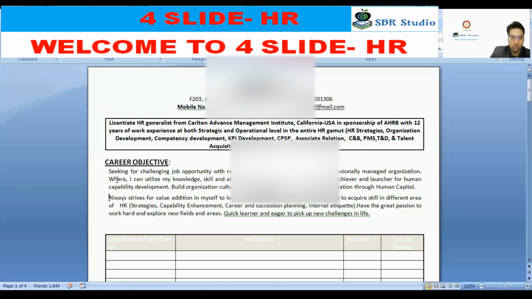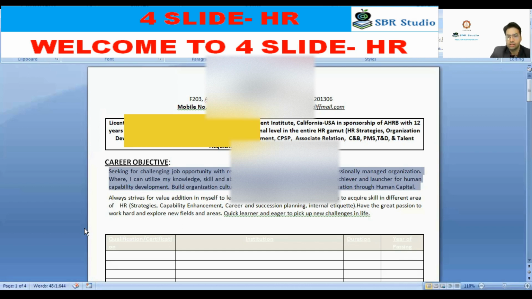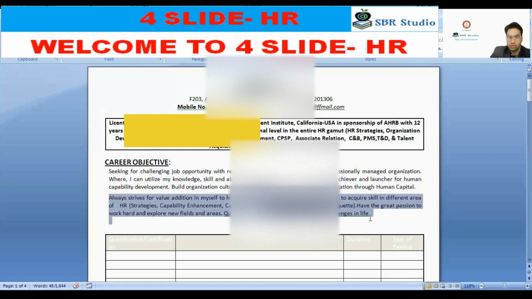So here you have to mention two small paragraphs. One is what you deliver for the organization, what best you can do for them, and the second one is your capability, how keen you are for the organization, as well as your self-development and your colleagues' development. So these are the two portions you have to take care of in this essential requirement of preparing an expert resume.